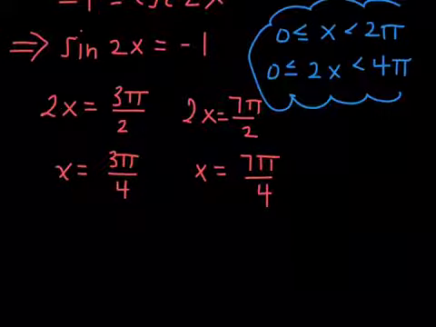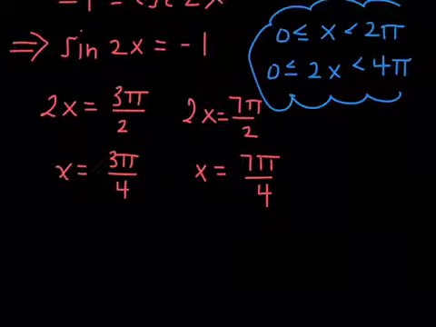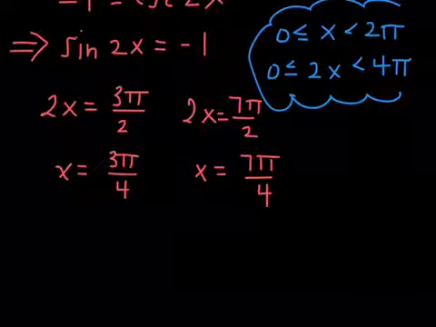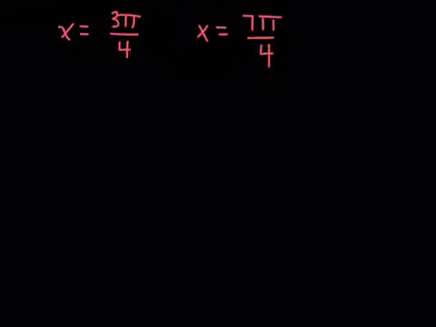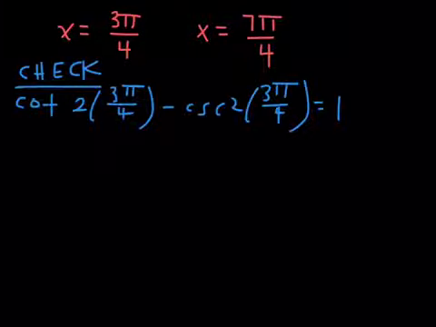All right, so these are proposed solutions. The reason I say they are proposed solutions is because we squared both sides, so it's possible that one of these is extraneous. We should probably check our work here. So bear with me as I walk you through checking these two solutions. The original equation is what you should be plugging these into. This is the original equation, and I'm plugging in 3 pi over 4.